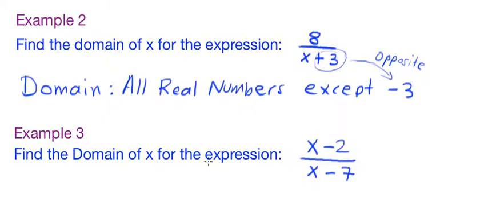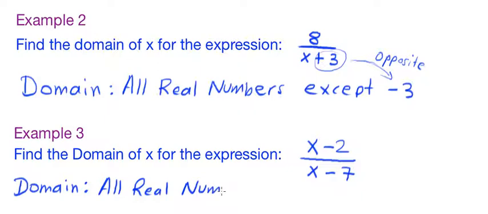Alright, let's take a look at example number 3. Find the domain of x for the expression x minus 2 divided by x minus 7. Again, to find the domain, you have to figure out what are the values of x that will make the denominator 0, right? And you have to take that away from the set of all real numbers. So the domain here will be all real numbers except the value of x that will make this 0. That is clearly 7, right? Opposite of this, right? So except 7. Again, notice this guy, opposite.